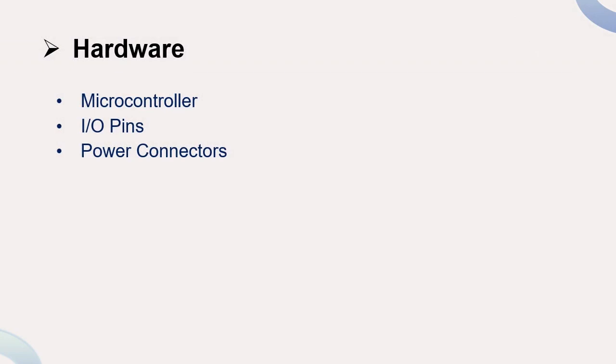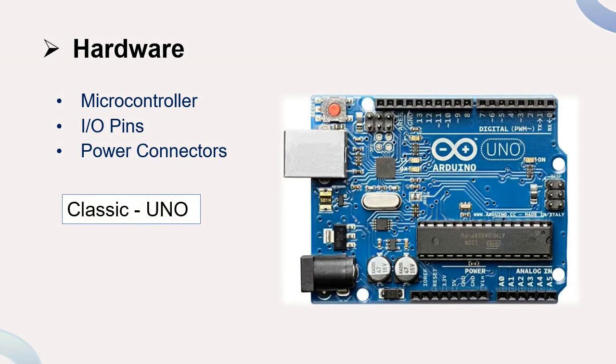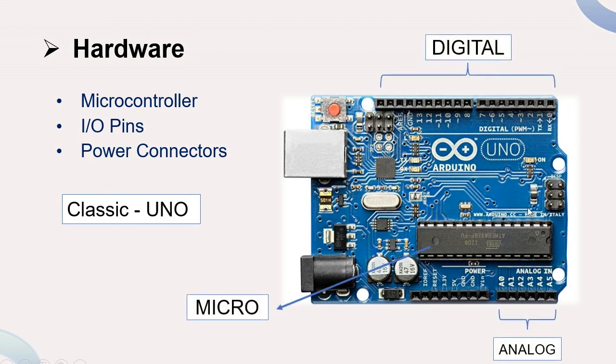Arduino hardware typically consists of a development board with a microcontroller along with I/O pins, power connectors, and other components. In this picture, we have Arduino Uno from the Classic family, the most commonly used type of Arduino. Here, this black chip is the microcontroller, and these are digital pins, and also these are analog pins, and here are power and communication connectors. Let me explain more about these microcontrollers.